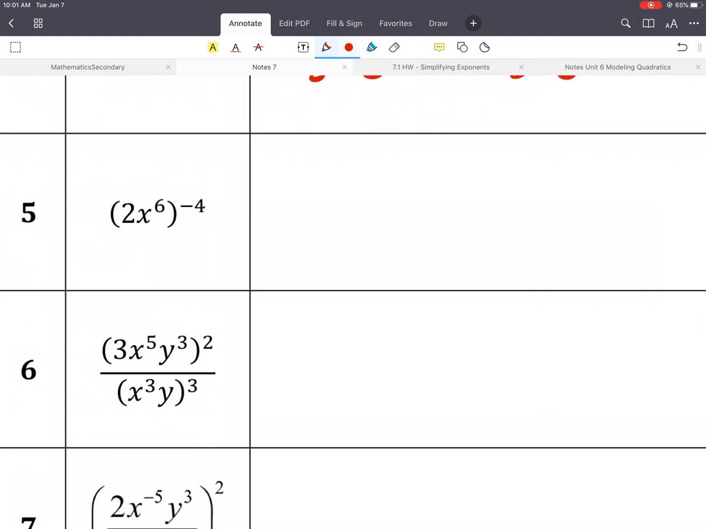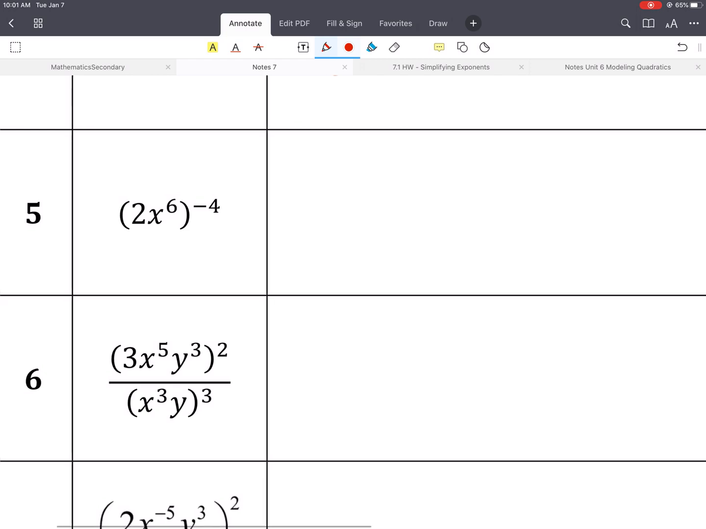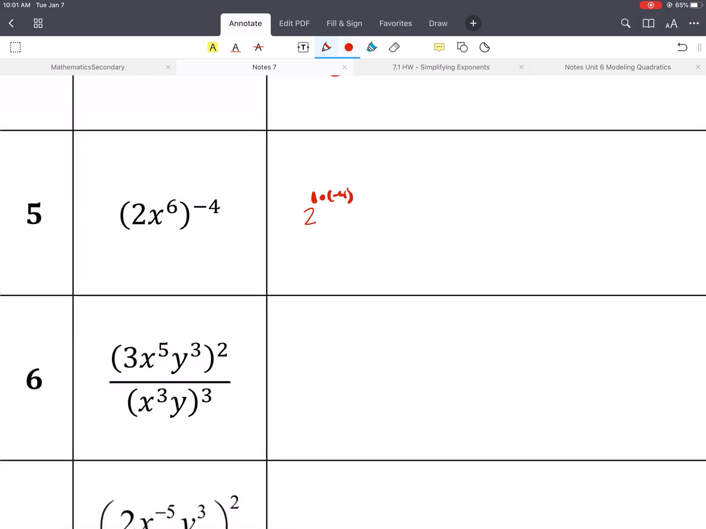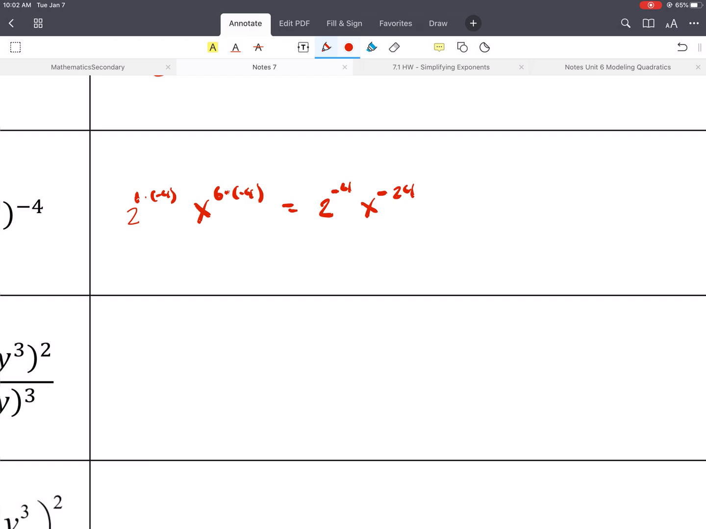Okay. All right. You do it again. This would be 2 to the 1 times -4, and x to the 6 times -4. Okay, so that's one way you could do that. Multiply that together. That would give us 2 to the -4 and x to the -24. And then we'd need to bring it down so we don't have negative exponents.